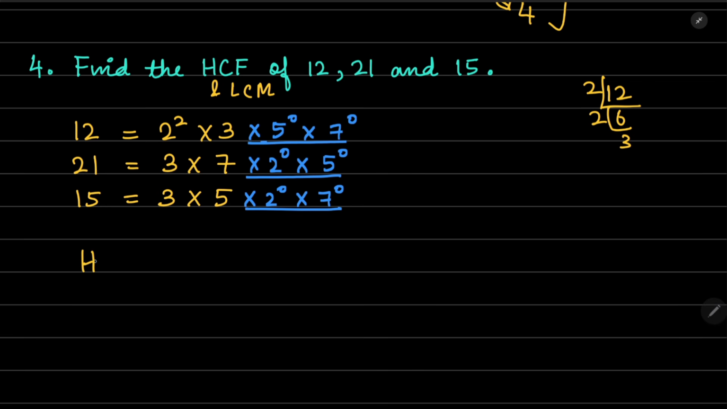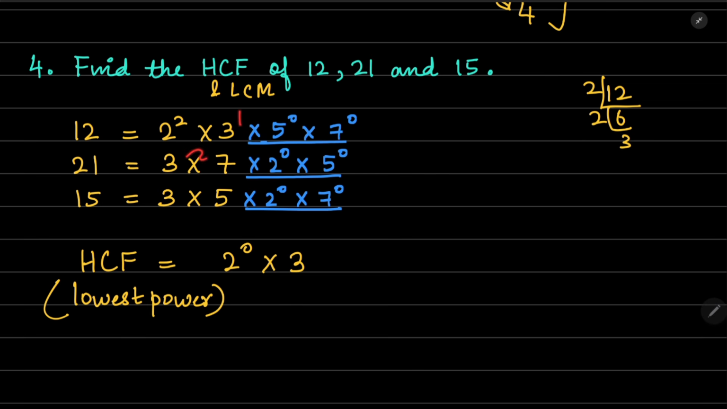Now let us calculate the HCF. In order to find the HCF, you have to take the lowest power of the common factor. For 2, what is the lowest power? 2 to the power 0. For 3, the lowest power is just 3, because everywhere you have 3 to the power 1, which is nothing but 3. The lowest power of 5 is 5 to the power 0. The lowest power of 7 is 7 to the power 0. Any number to the power 0 is 1. So the answer is only going to be 3.